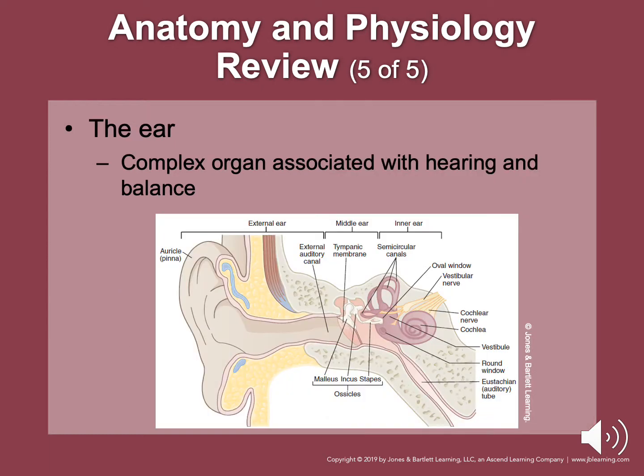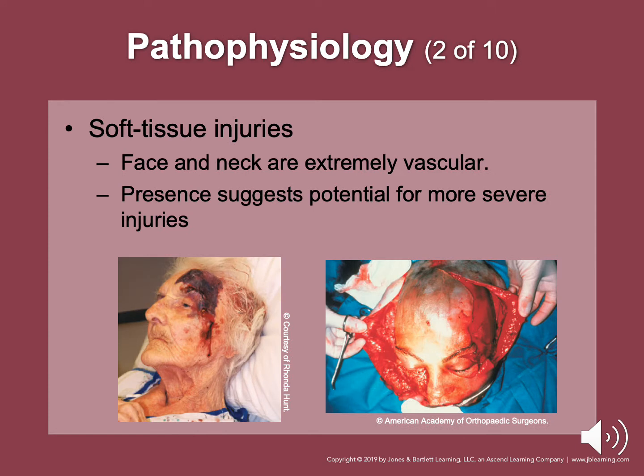The ear is a complex organ associated with hearing and balance. It's divided into 3 parts. The external ear is composed of the pinna and the external auditory canal. The middle ear contains 3 bones: the malleus, incus, and stapes. The inner ear is composed of bony chambers filled with fluid.